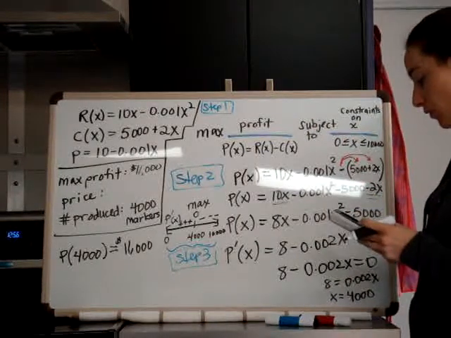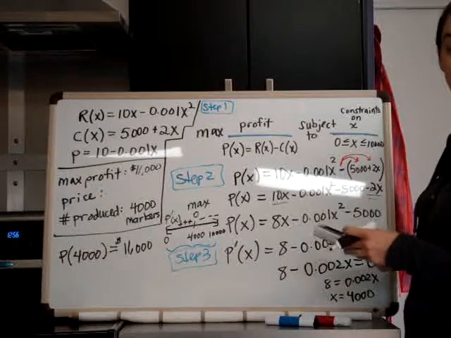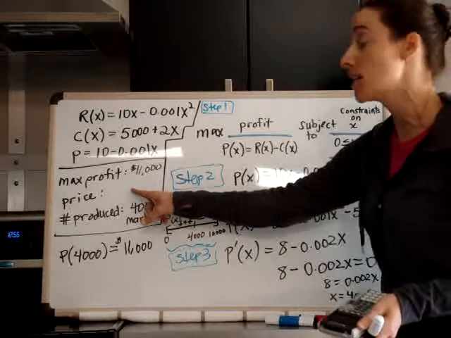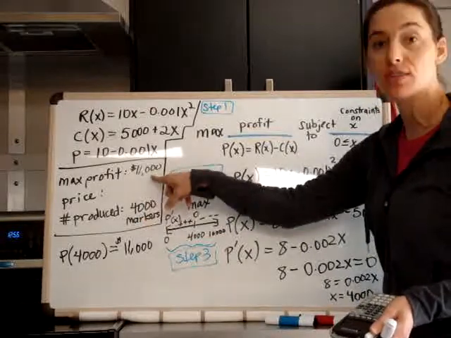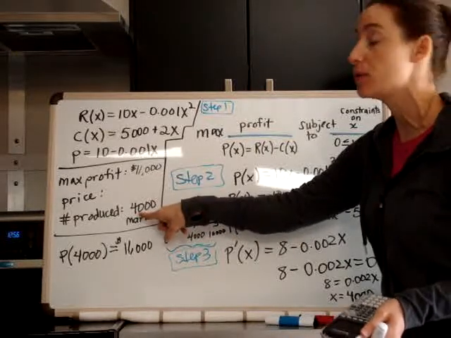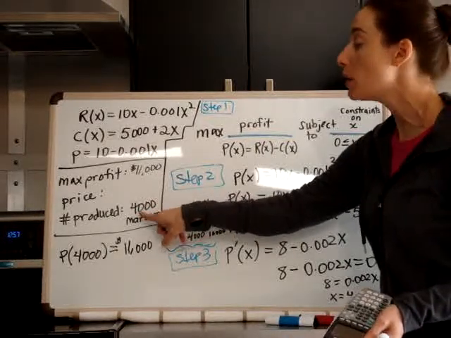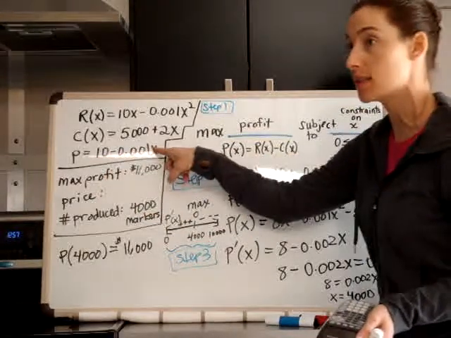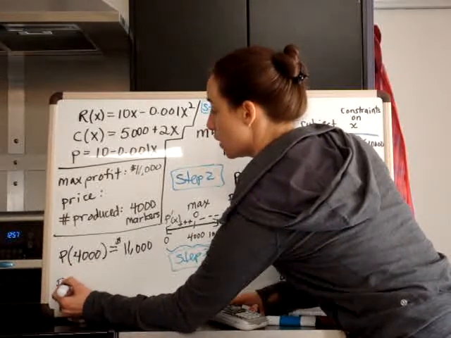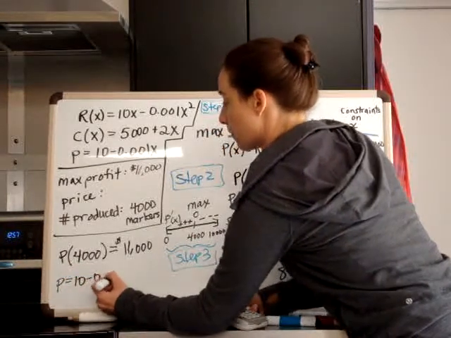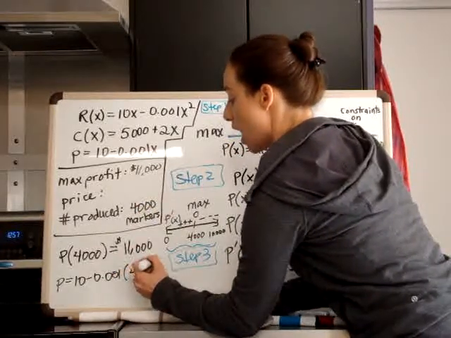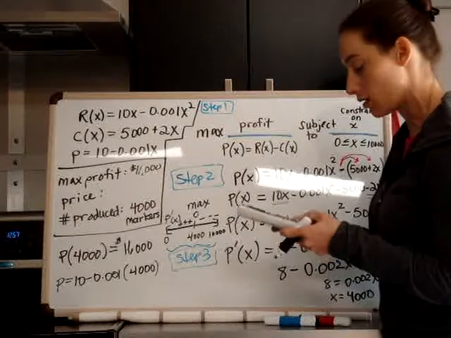And now, the only other piece of information I've been asked to find is the price I should set the markers at to achieve this maximum profit. And since this maximum profit is achieved when I produce and sell 4,000 markers, I'll plug that 4,000 back into my price-demand equation to figure out what the price is. So now I'm taking my price-demand equation, plugging in my x value, which was 4,000 markers, and that'll tell me what price I should set the markers at.